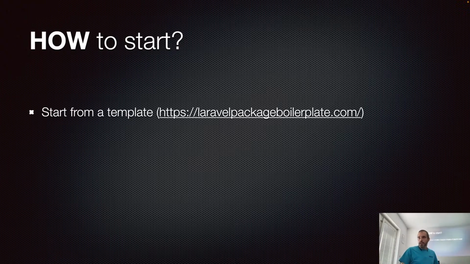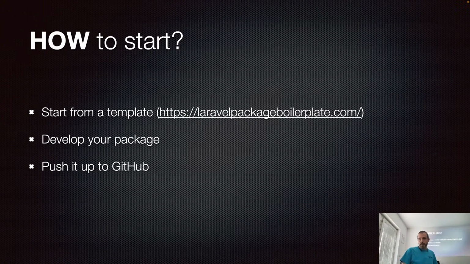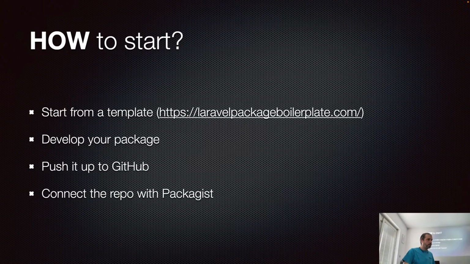So how to start with package development? I usually like to start from a template. There is this Laravel package boilerplate.com site where you can fill out some form, basically the vendor name, package name, that stuff, and you can download a zip with the boilerplate code that you can start with. Then we develop our package, right? We push it up to GitHub, and when it's done, we connect our GitHub repo with Packagist.